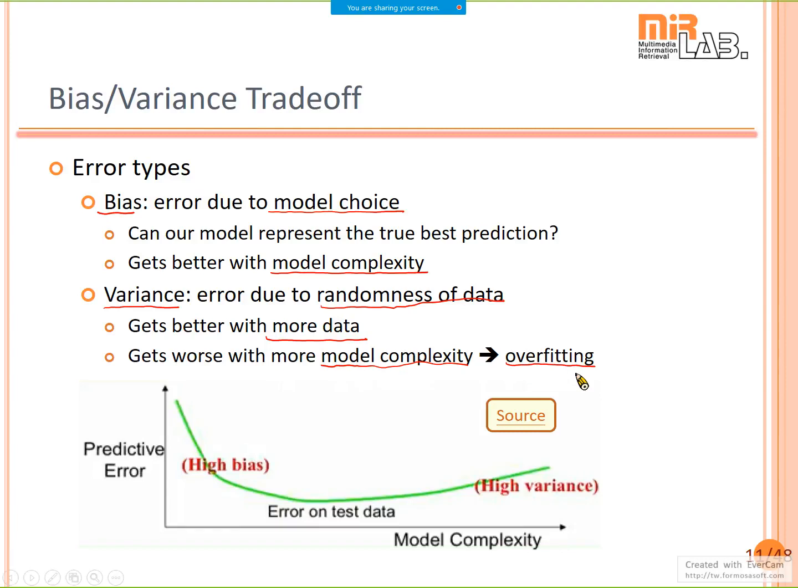So here we have a plot. On the x-axis is the model complexity, and the y-axis is the predictive error. When the model complexity is low, then we have a high bias along this interval. And on the other hand, if the model complexity is high, then we have the error due to this region, high variance. So usually we need to find a balance between high bias and high variance.